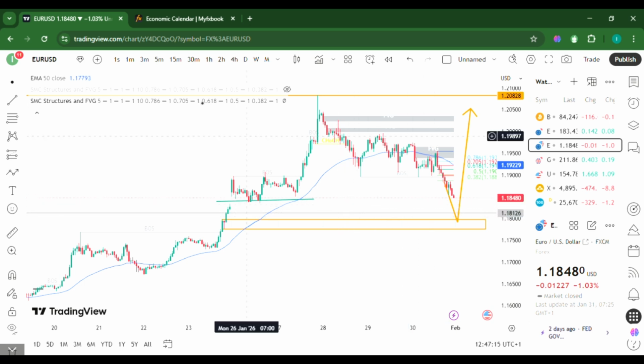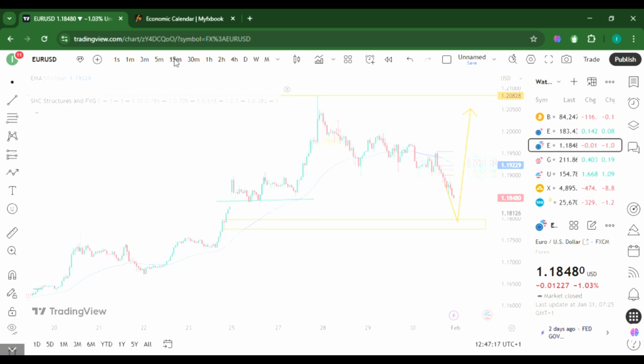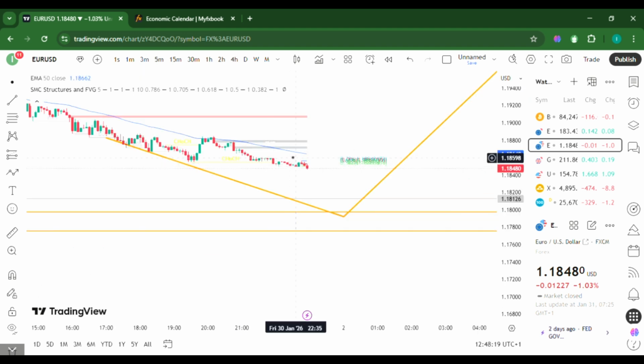We now go over to the lower time frame for execution. The next thing we do is head over to our 5 minute time frame and wait for confirmation. We have to take this trade strictly on confirmation. The reason is because we want to be sure that price tapping into this zone is ready to go up.